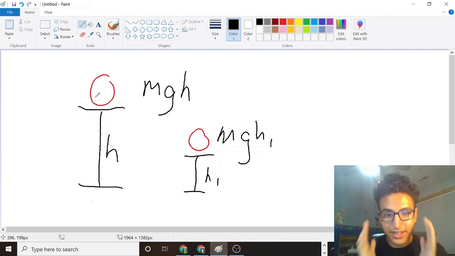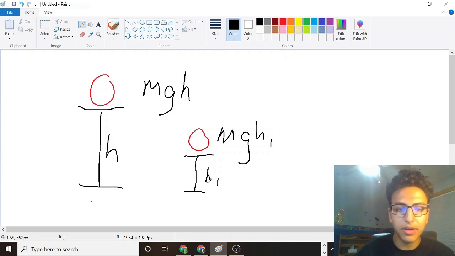And that makes sense because this is lower, okay, it's closer to the ground, gravity will act less. So it has less potential to move. Okay?